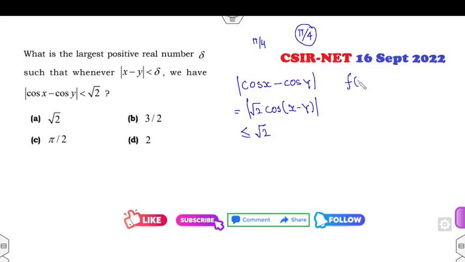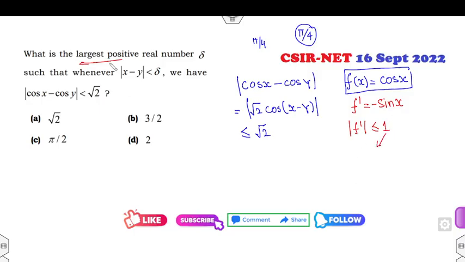Also, if I choose the function as cos x, fine, then what is the derivative? Minus sin x. I need the derivative, f(b) minus f(a). This is less than or equal to 1. Fine. So that means, because I need the largest value, what is the maximum value of sin x? The maximum value of sin x is 1 at the point pi by 2. So that means the function f changes maximally at pi by 2.